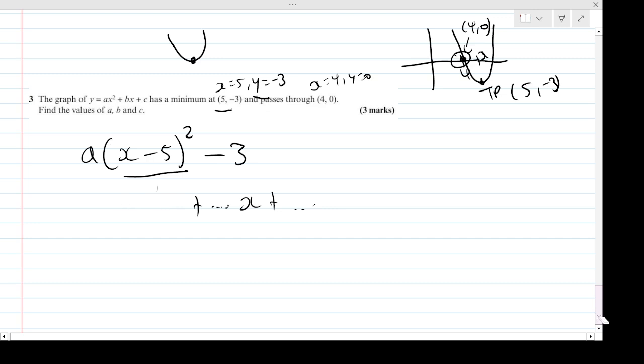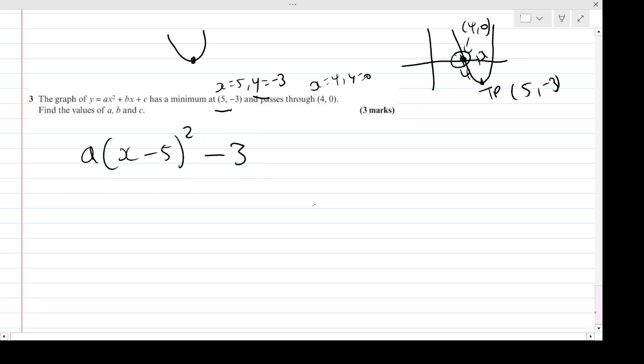So having a lots of x minus 5 squared. Remember that doesn't change anything because if the bracket's 0, well, x is still 5, but then a times 0 is still 0. And so therefore the y value will still be minus 3. Anyway, so that's completing the square.